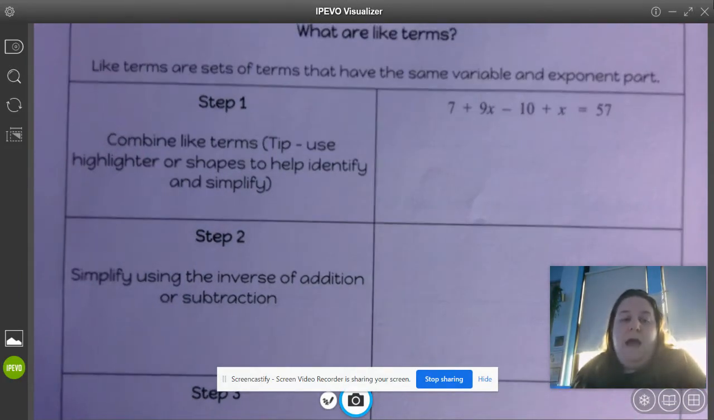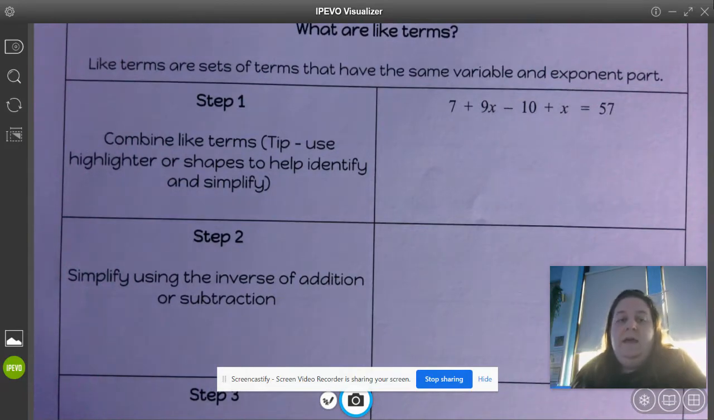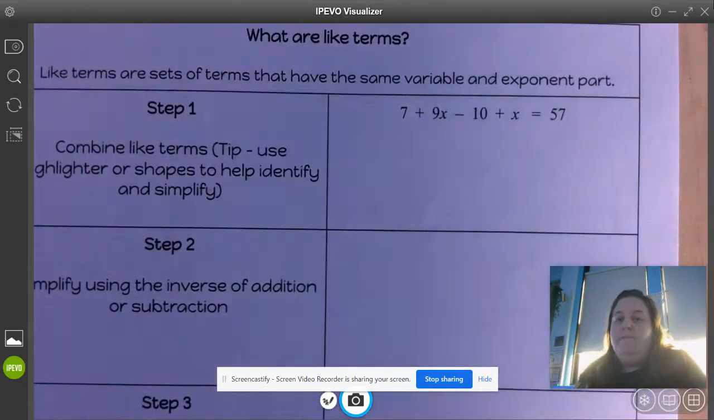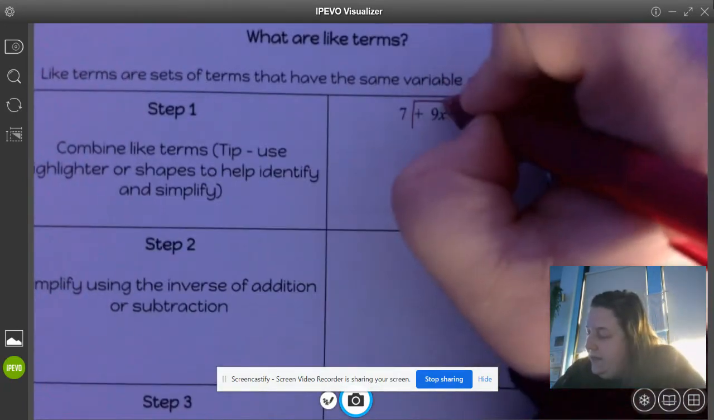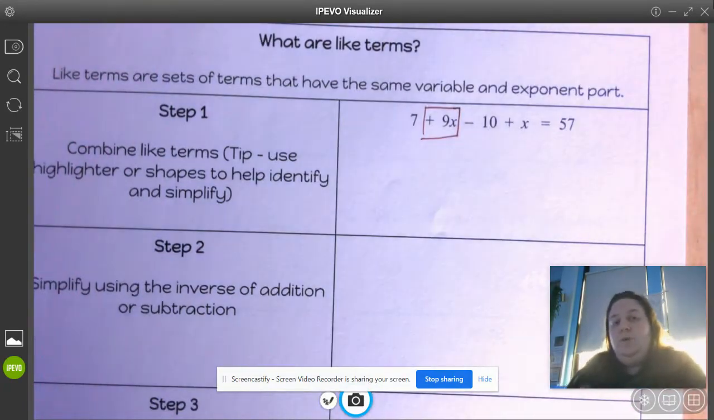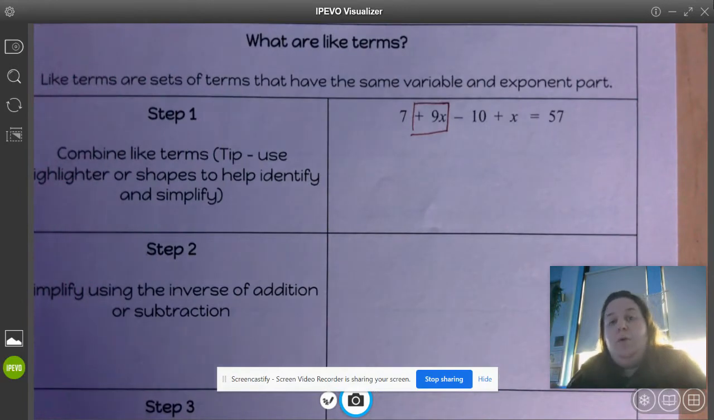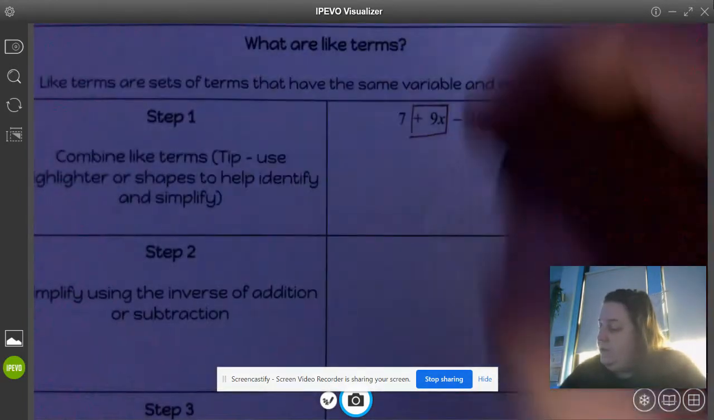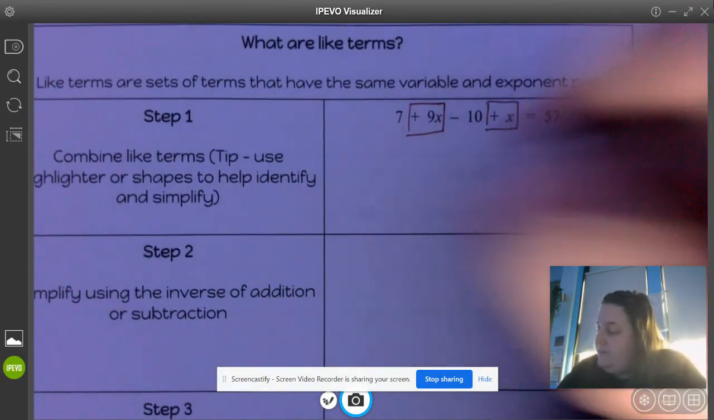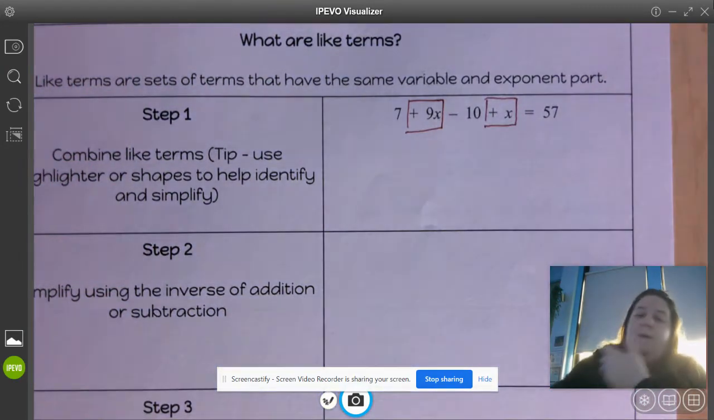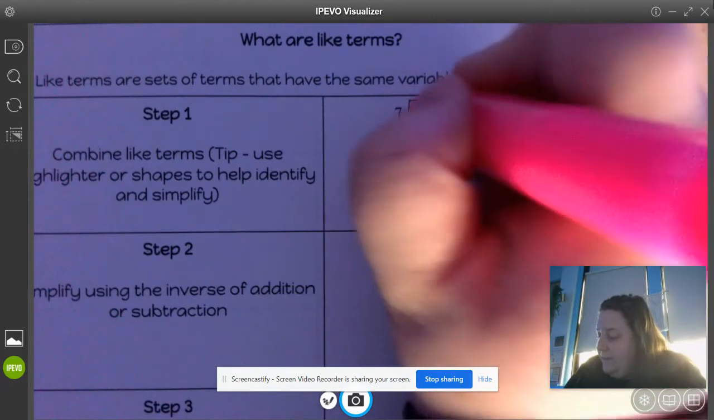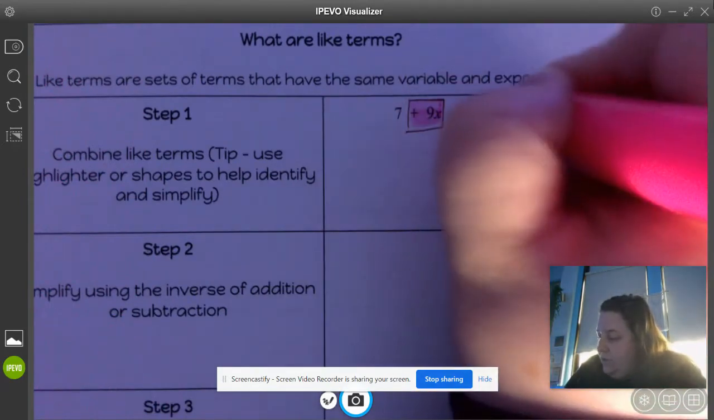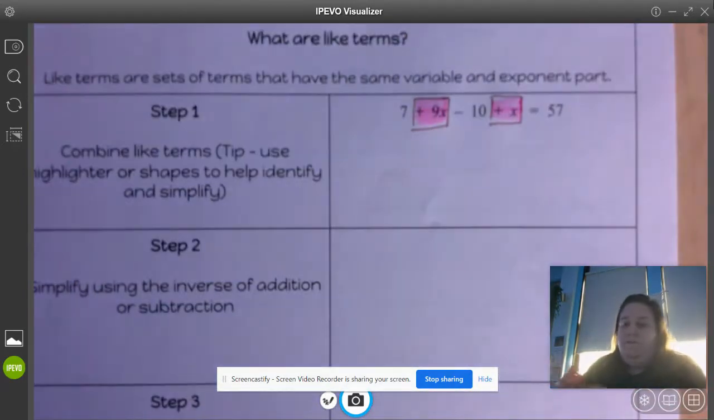Tip: use highlighter or shapes to identify and simplify. So I first like to start with my variables. So right away I see 9x, and you want to make sure you include the sign in front of it so you know if it's positive or negative and what to do with it. I also see positive X. So I'm going to box those. Another great tool or strategy I'm a fan of is highlighting, making sure to include the sign in front of it. Okay.